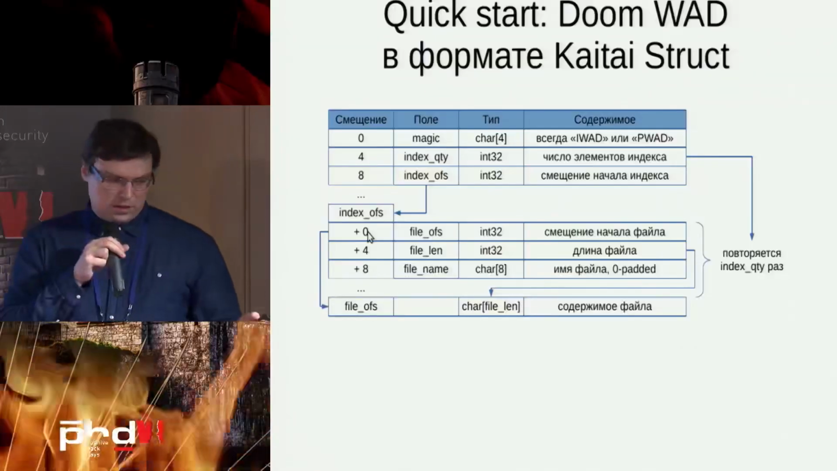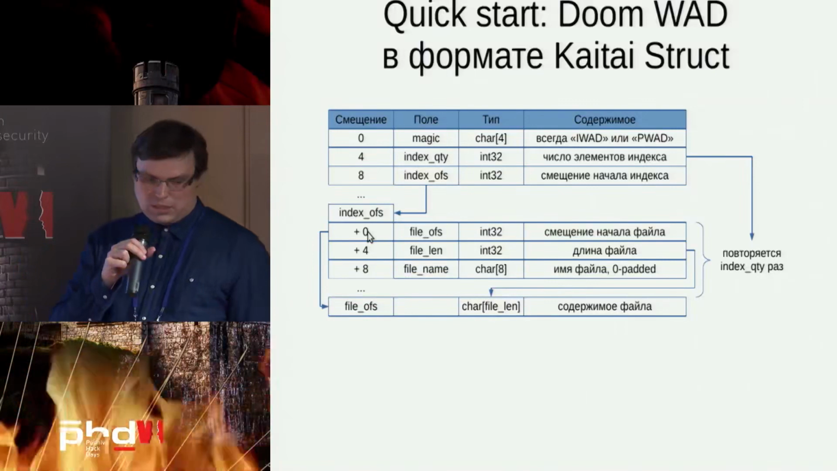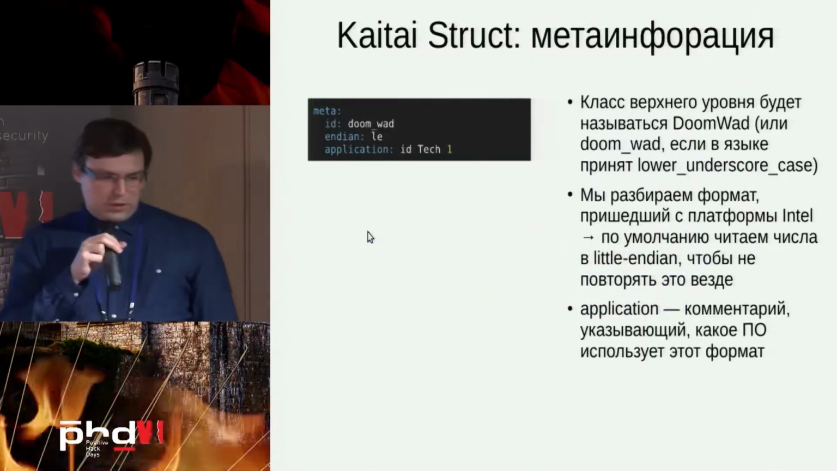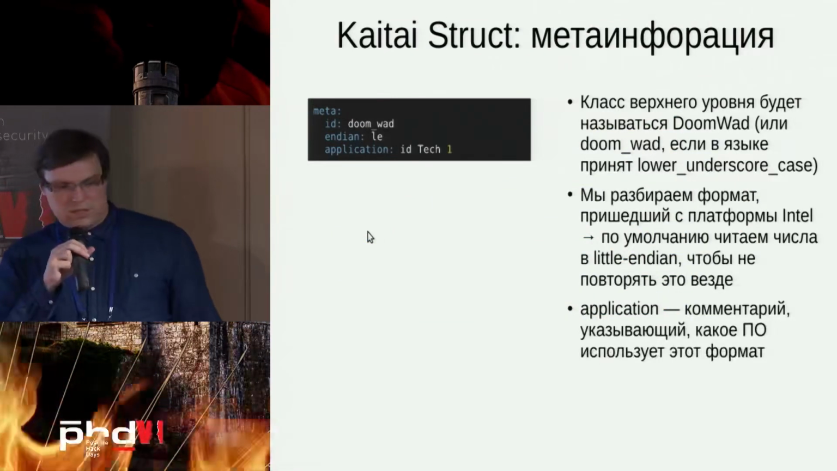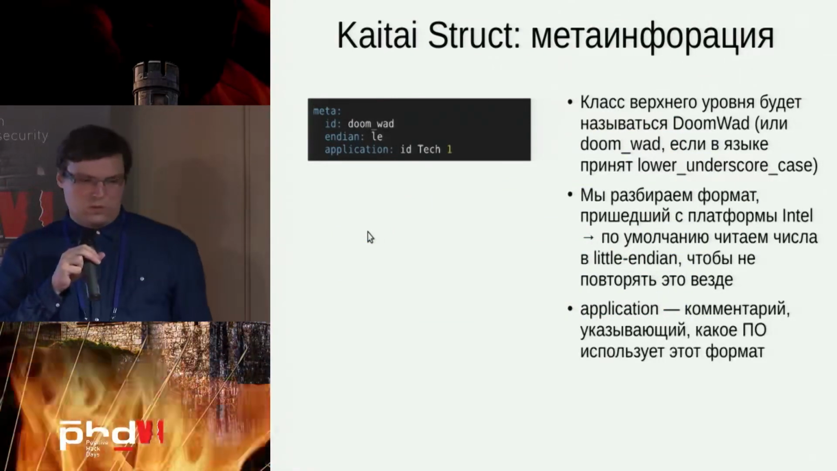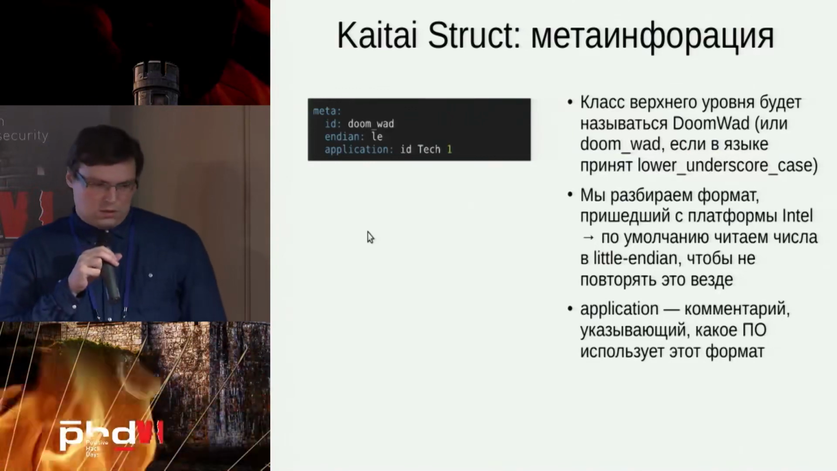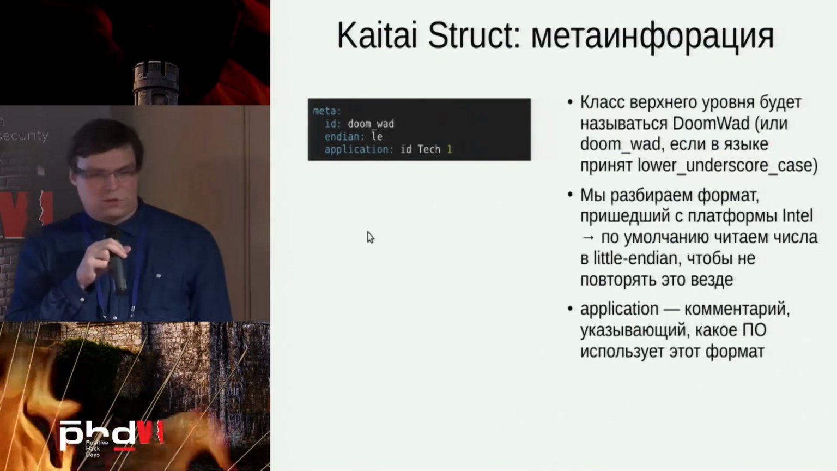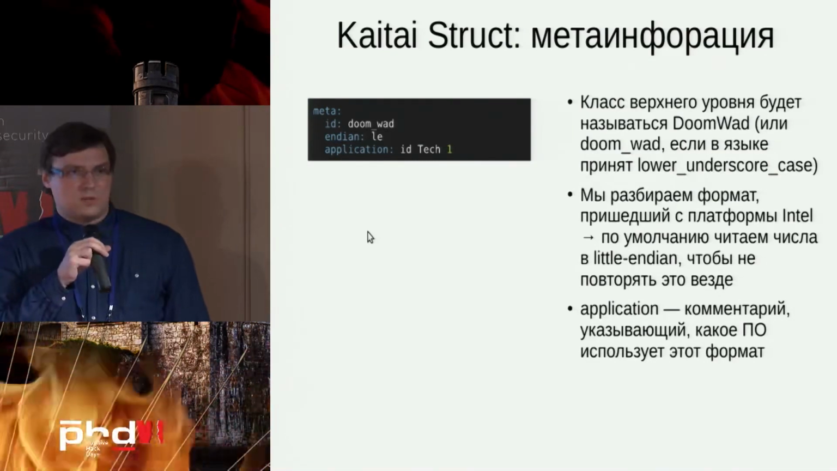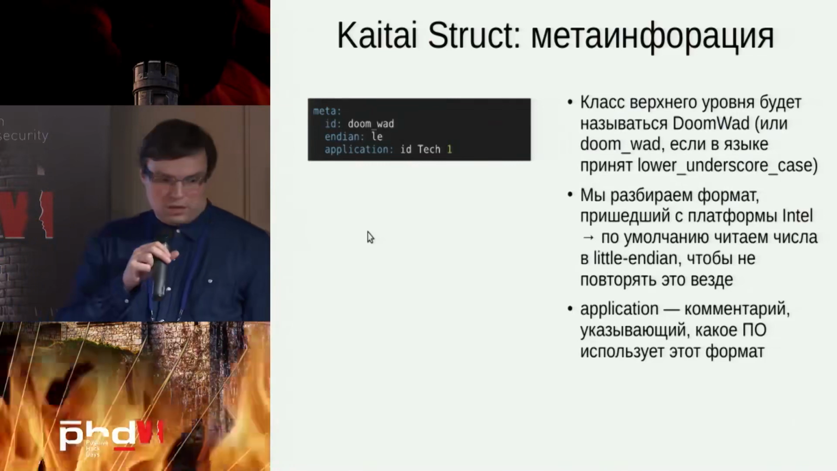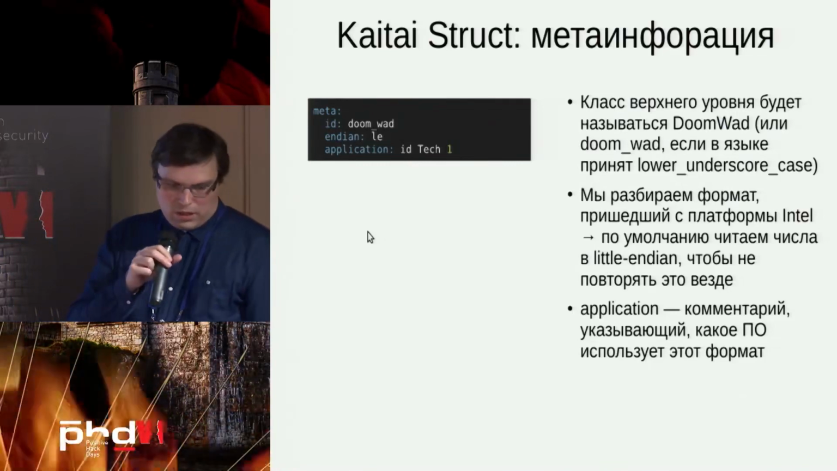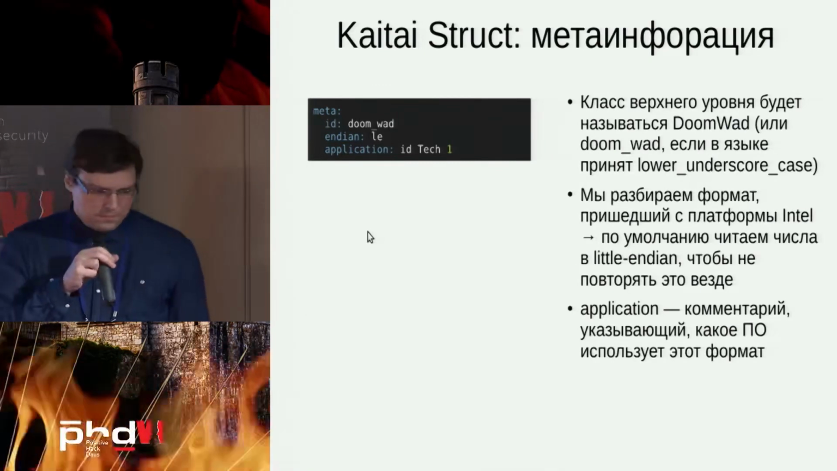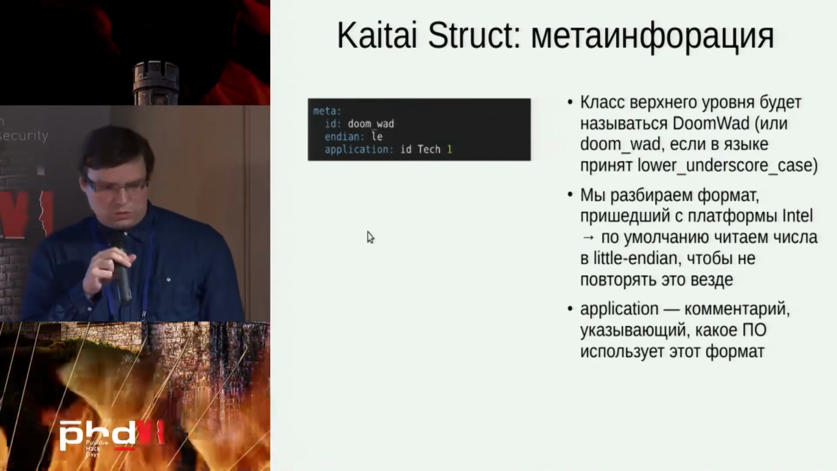One other reminder of how the DoWAD format looked: header, files, payload. So how can you describe it in Kaitai Struct? First, we'll need metadata. The top level class is going to be called DoWAD, which you can see from the ID. Then we disassemble the format, reverse engineer the format that arrived from the Intel platform. So by default, all the integers will be little endian.